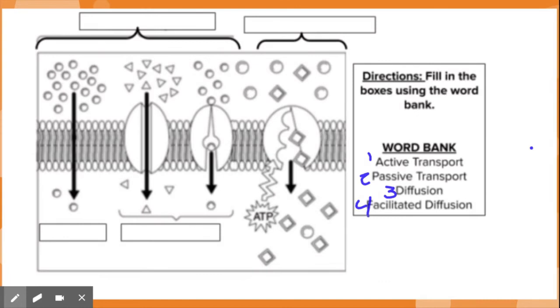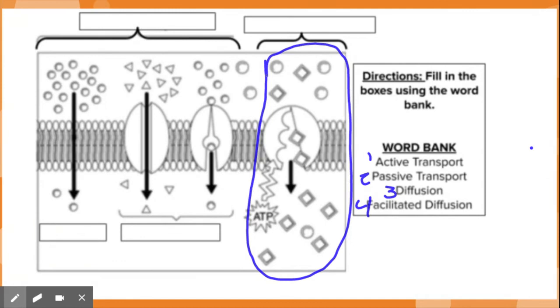So the first thing I want to look at is when we have energy, we know that's active transport. So this transport right here, because energy is involved, is active transport. Whenever we don't have energy, whenever it's moving from high concentration to low concentration, that is passive transport. So all 3 of these are passive transports.